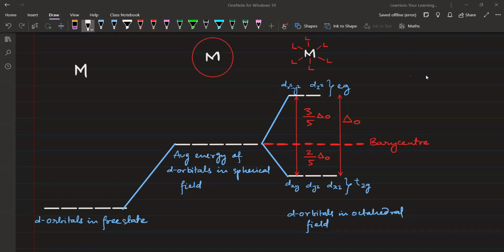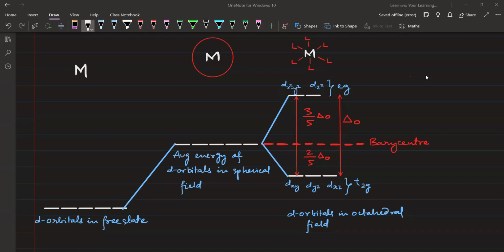Now, along those axes, the ligands feel repulsion with the axial d orbitals, namely dx square minus y square and dz square. Their energy is going to further increase. The orbitals that have lobes on the axis increase in energy, and those two orbitals are known as the eg set of orbitals. And how much higher is the energy? It is 3 by 5 times delta O above the barycenter.